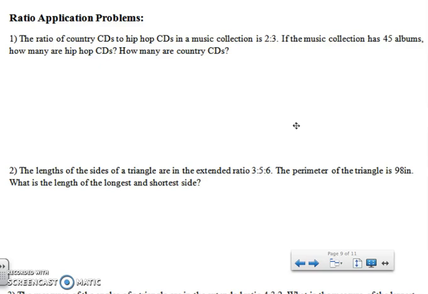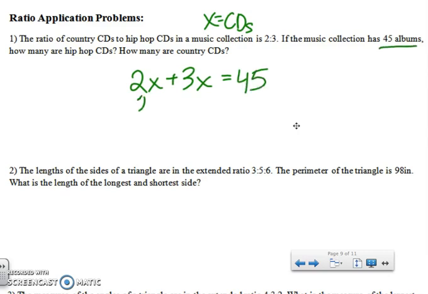So basically, x means the number of CDs that I have. When I have a ratio of 2 to 3, that means 2x plus 3x is going to equal my total, which is 45. This represents country, and this represents hip hop. That's pretty much how you set up an equation based off of a ratio. Then you would just combine like terms and get 5x equals 45, divide by 5, and you would get x is 9.